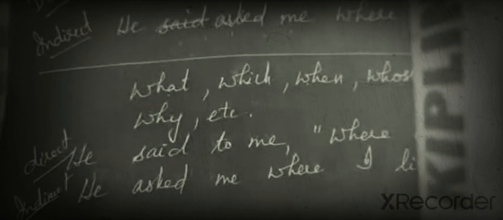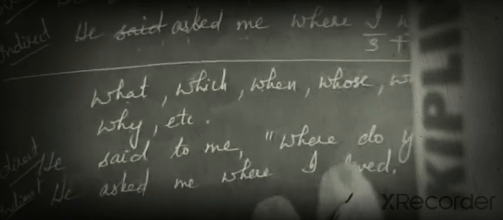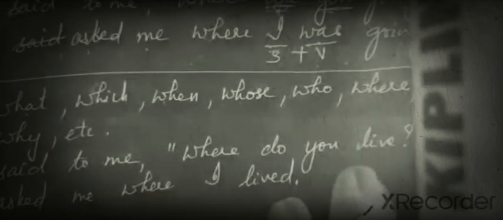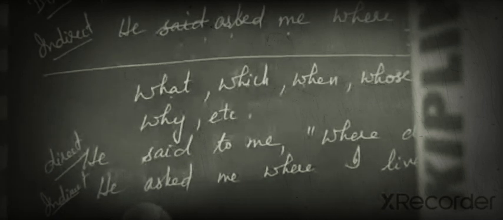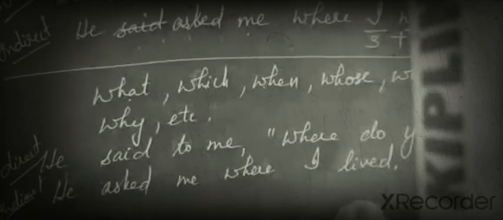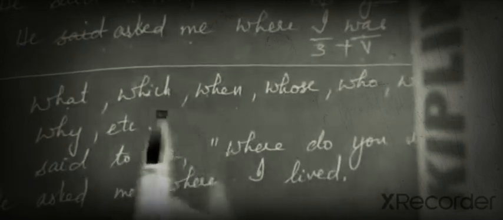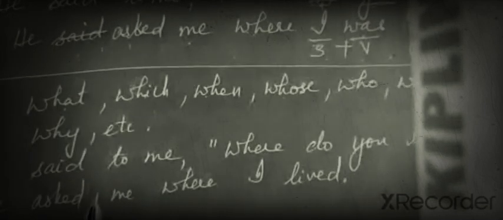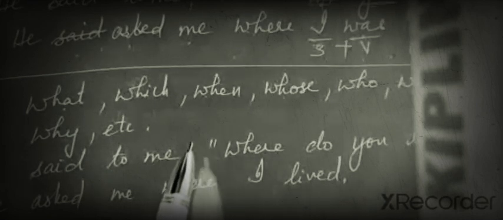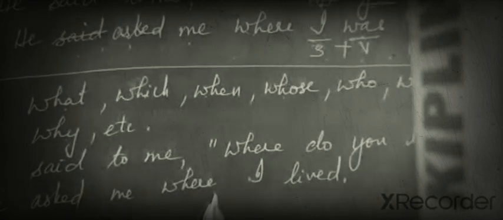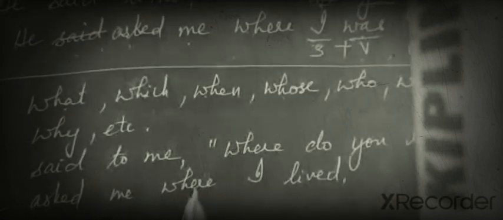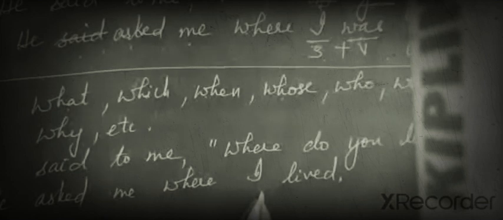In direct speech you have, he said to me, where do you live? Now you see, when you are changing it to indirect, he asked me where I live. So you are not omitting these words. You have to keep them. When you are giving an indirect speech, you have to keep the same words, used in the indirect speech to introduce the words spoken by the speaker, where I live. Just to introduce what the speaker has said.